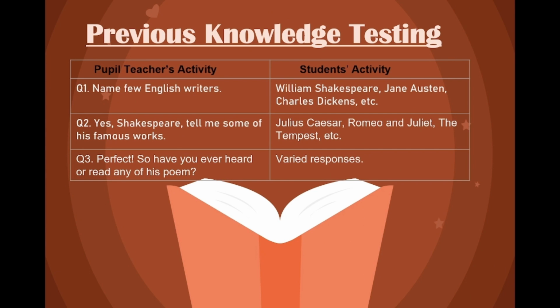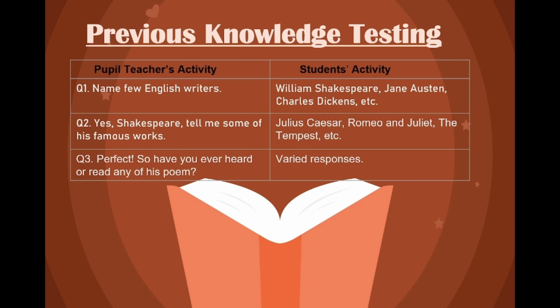Next, we have to add a slide which says previous knowledge testing. Here, the pupil teacher's activity would be questioning the students, and the students will be answering the questions. So for example, before introducing my topic, I have started by asking questions and getting the knowledge of what students already know about the topic. So we start like this: name a few English writers, and students will answer. In 11th standard, they must know a few English writers.